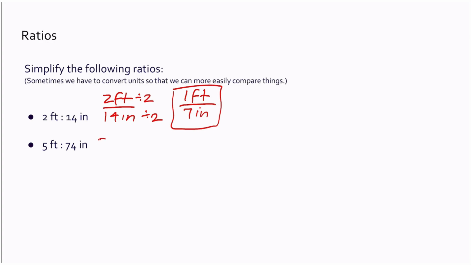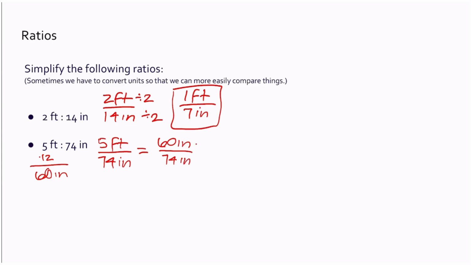Whereas here, I have 5 feet to 74 inches. From this, 5 and 74 don't have a number in common, so I can't simplify it any further than this. However, if I convert these feet to inches so that I'm comparing inches to inches, right? So if I have 5 feet and I want those to be inches, I'm going to multiply by 12 because there are 12 inches in 1 foot. And I get 60 inches. So now I have 60 inches over 74 inches.